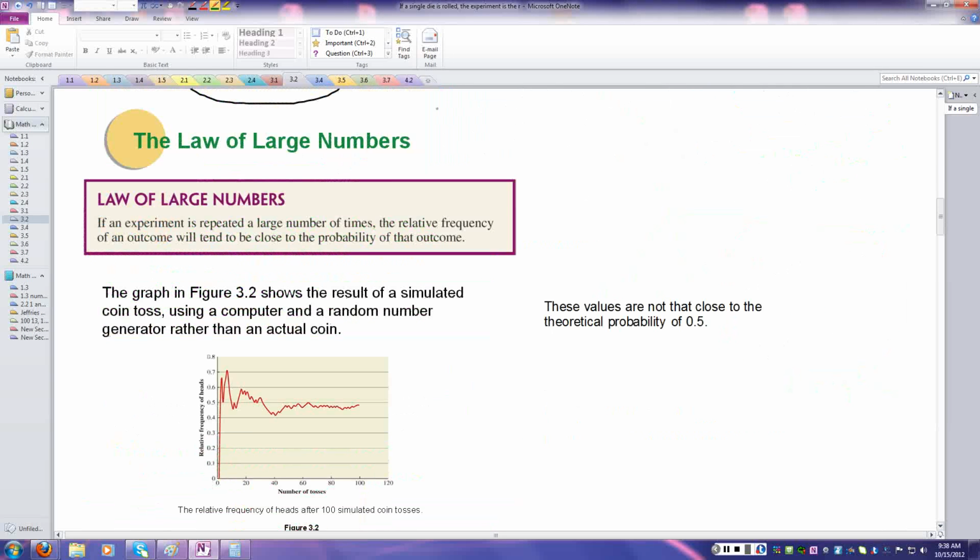There's something in statistics called the law of large numbers. And what that means is if I do an experiment, I have experimental probability. So if I flip a coin 5 times, I might get heads 4 of those times. But I know the probability of getting heads is 1/2. So if an experiment is repeated a large number of times, the relative frequency of the outcome will tend to be close to the probability of that outcome.